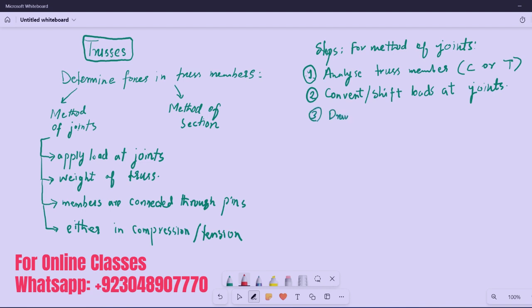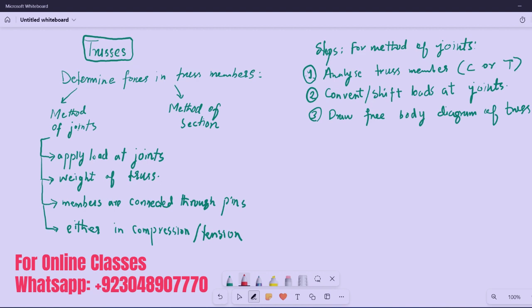Draw the free body diagram of the truss. In the free body diagram, we are going to show the reactions, how many reactions are on the truss, and how many forces are acting at the joints. So basically this is a whole representation of the forces.